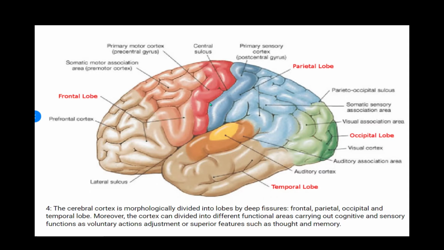Behind the central sulcus is the postcentral gyrus, and that subserves the primary sensory cortex. Most of the nuclei responsible for sensation are found within this postcentral gyrus, and that's why it is the primary sensory cortex. Adjacent to it, just behind it, is the somatic sensory association area. Somatic is there because it's for the somatic part of the body: your limbs, your head and neck, and your trunk. So the somatic sensory association area is just behind the postcentral gyrus.